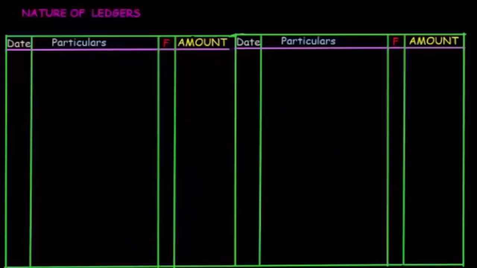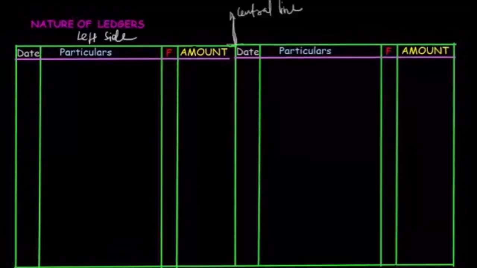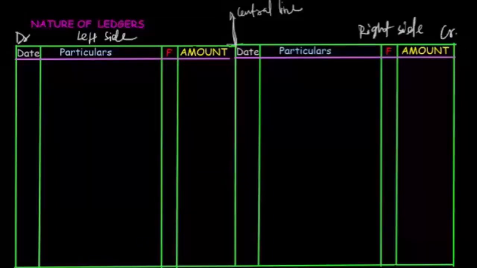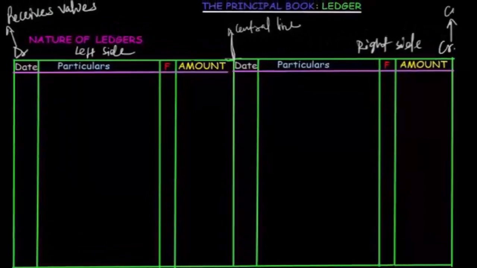Next, we look at the nature of ledgers. On the board is a draft of a ledger. The ledger is divided into 2 parts by a central line. The left side is the debit and the right side is the credit. The debit side is the side that receives values and the credit side is the side that gives value.